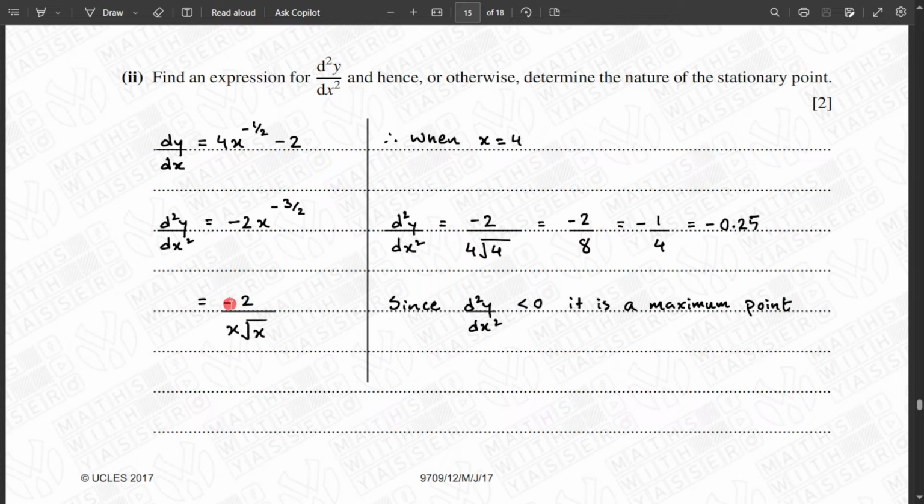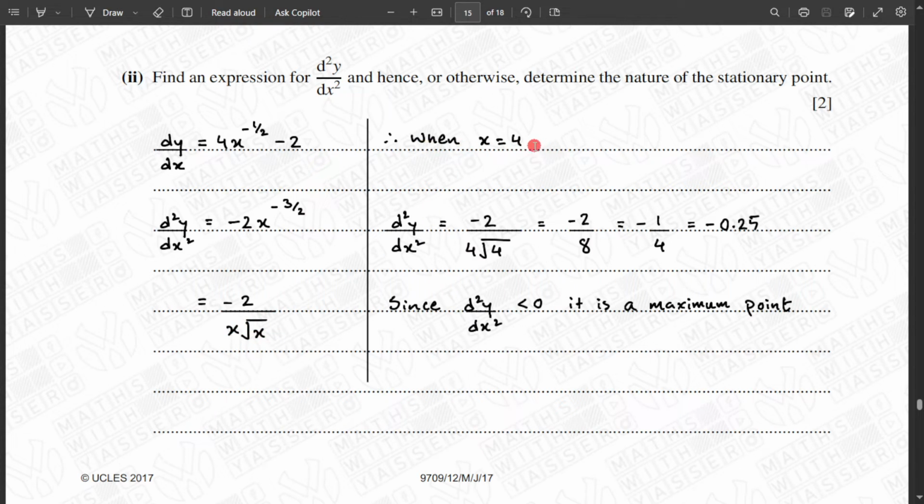So this can be written as minus 2 over x root x, because x to the power 3 by 2. When it comes to the denominator, we can write it as x root x because the power of x is 1 and the power of this x is half. So 1 plus half is 3 by 2. So you can write it as x root x.